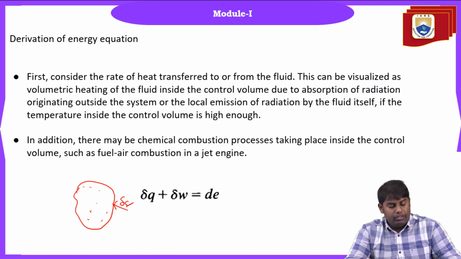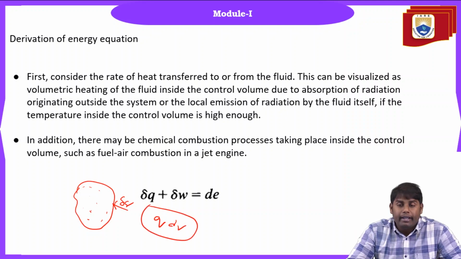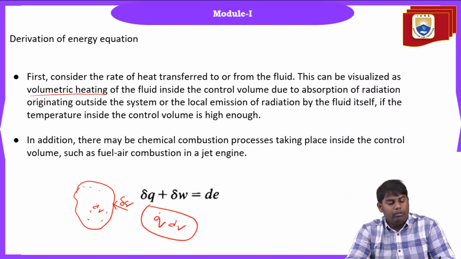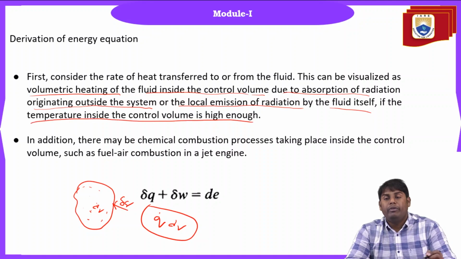Fine. So this one we can take as QdV. QdV is nothing but the heat that is dissipated or absorbed throughout the volume. dV is nothing but the volume of the control volume. So here we have volumetric heating of the fluid inside the control volume due to absorption of radiation originating outside the system, or local emission of radiation by the fluid itself, if the temperature inside the control volume is high enough.